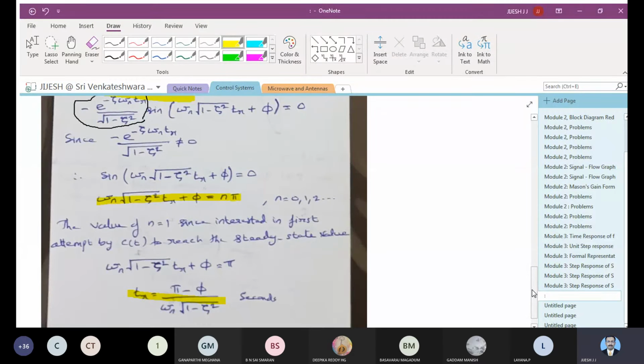Have you all completed the equation for tr? Put the equation for tr in square brackets. That is pi minus phi divided by omega n root of 1 minus zeta square.